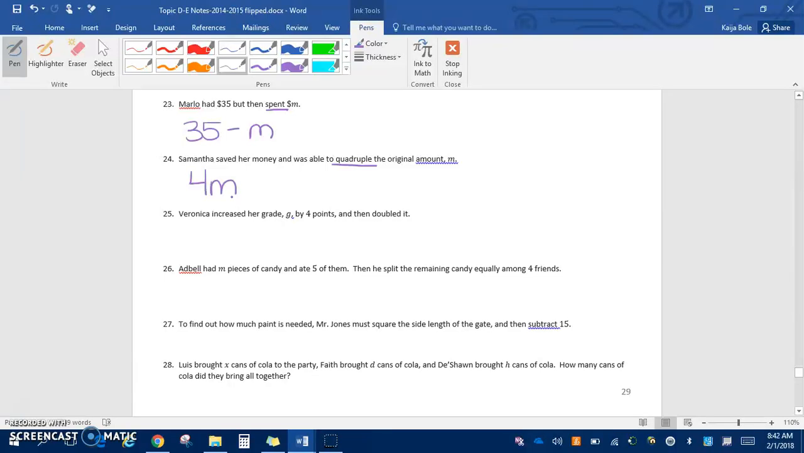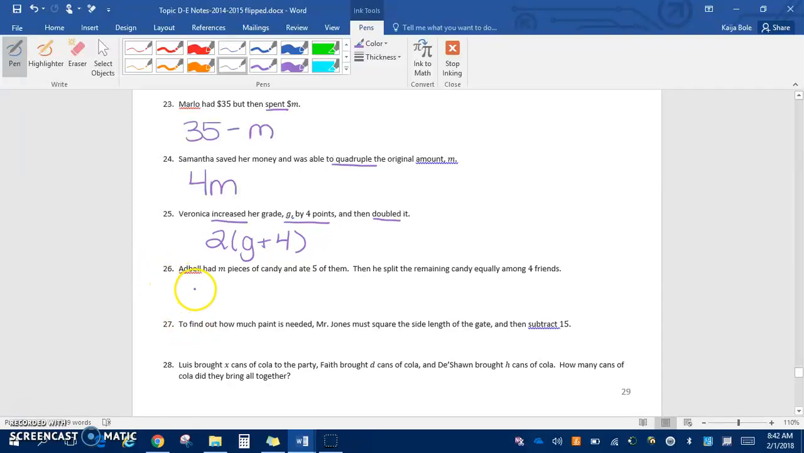Number 25 says Veronica increased her grade G by 4 points and then doubled it. So we're going to go back and underline. First she increased her grade by 4 points and then she doubled it. So first we're going to work on that increase part. So this would be G plus 4. And then we're going to need those parentheses because then we have to multiply it by 2. So we're going to put that 2 in the front so that we can use our distributive property if we were to solve it.